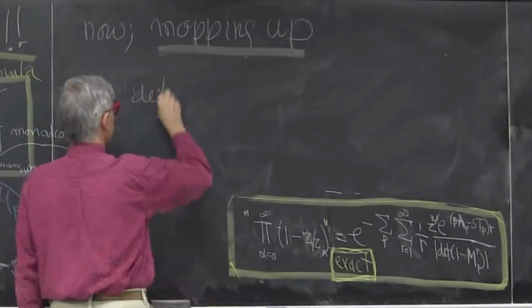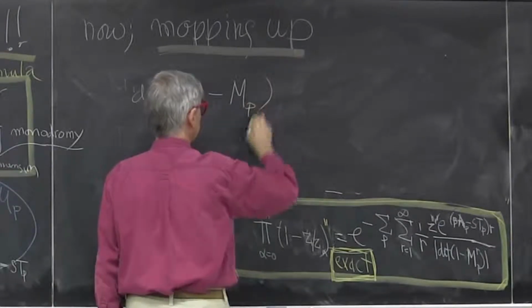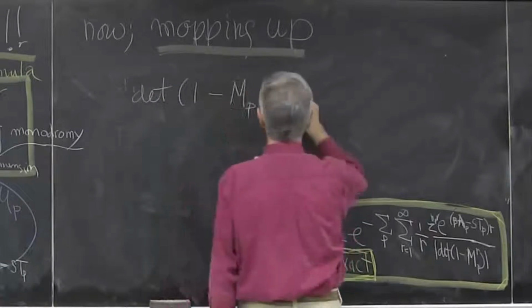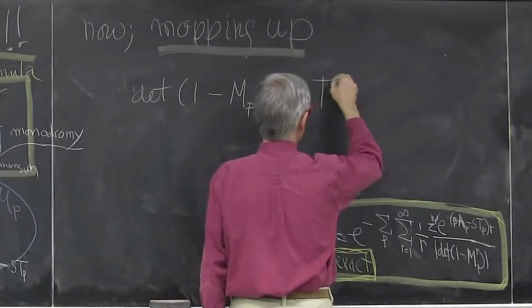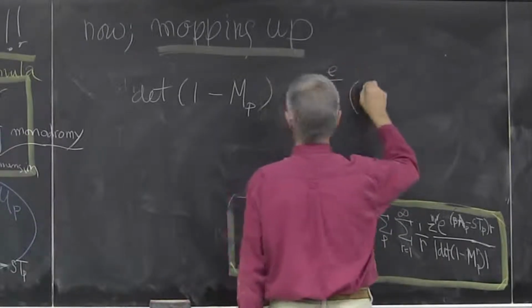So what's the determinant of 1 minus M^p? The first repeat of this guy. You know, R is very easy to put in. Well, that's just the product of eigenvalues, which I'll write in the following way. I'll write them as expanding eigenvalues.